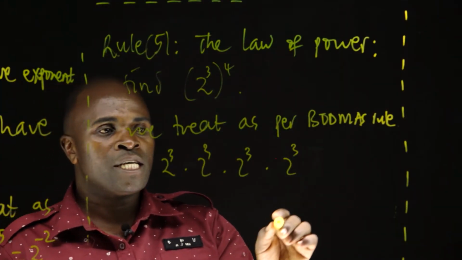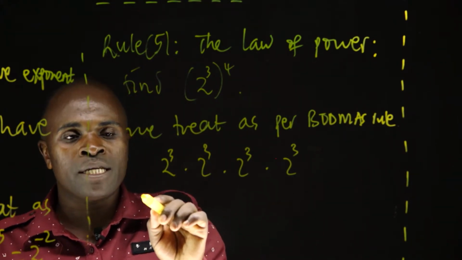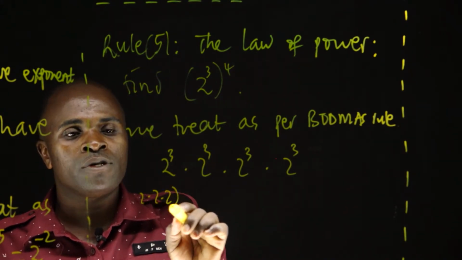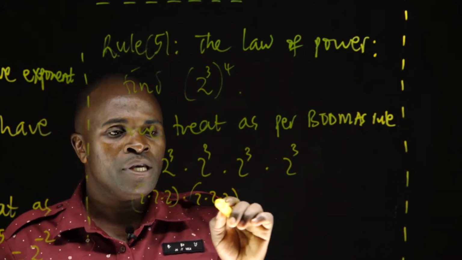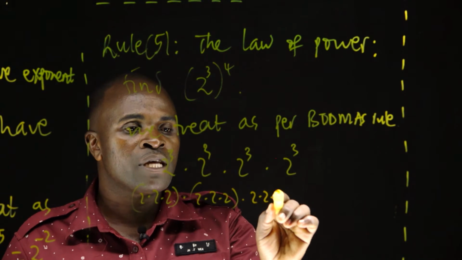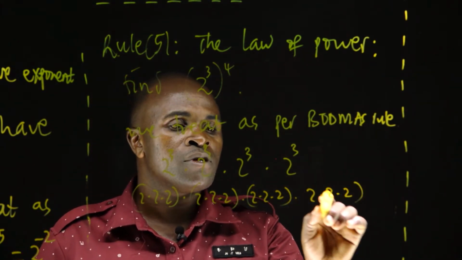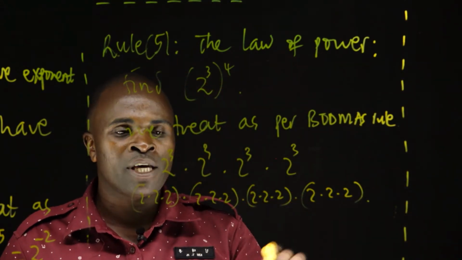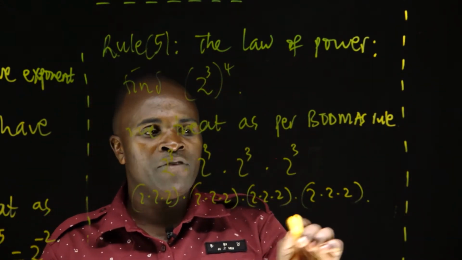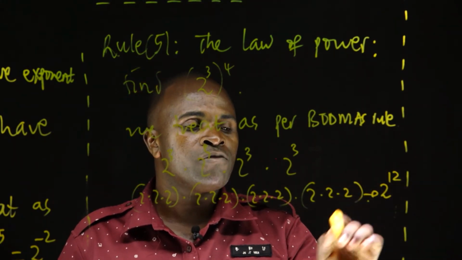So if you check carefully, class, you will note that 2 power 3 will also have to be expanded as 2 times 2 times 2. But we have another group, 2 times 2 times 2. In the same way, 2 times 2 times 2. And the last portion again, 2 times 2 times 2. When counting all the 2's from the beginning of the expression up to the end, it will give you the result, which is 2 power 12.